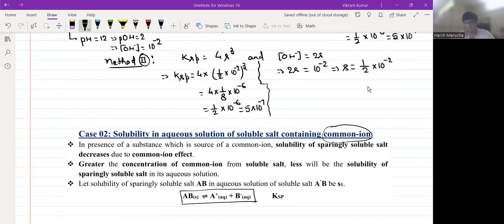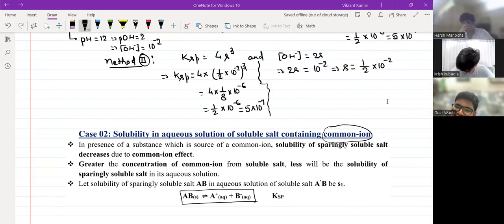Yes, sir. Okay. So basically, if you see this case, what I told you, suppose AgCl is the sparingly soluble salt. In presence of NaCl, which is the source of Cl minus, or in presence of AgNO3, which is the source of Ag plus, it will cause less solubility of AgCl in that solution. So the first part is that because of this common ion effect, solubility will decrease. That's one part. Now, the greater the concentration of common ion, the less will be the solubility of that sparingly soluble salt. That's the second part. So this is the qualitative part.